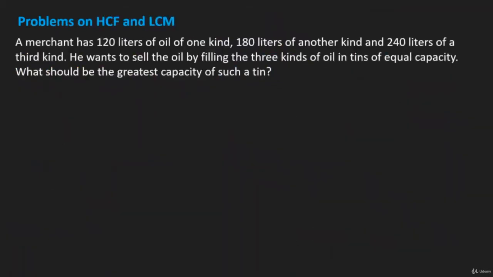Let's do this problem. A merchant has 120 liters of oil of one kind, 180 liters of another kind and 240 liters of a third kind. He wants to sell the oil by filling the three kinds of oil in tins of equal capacity.